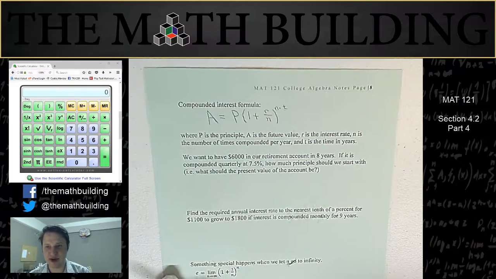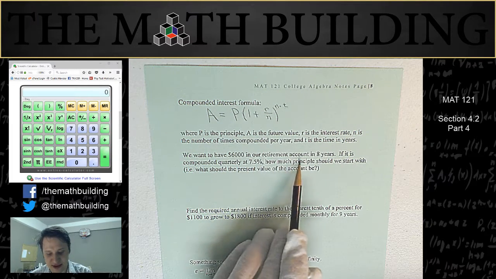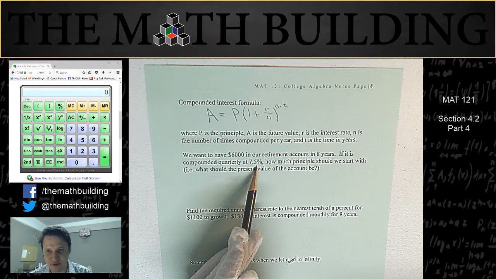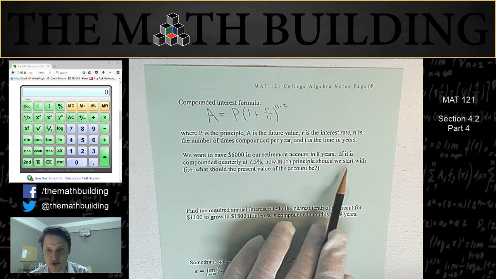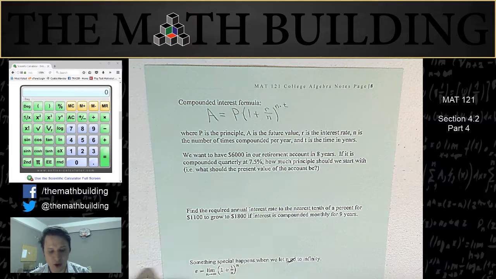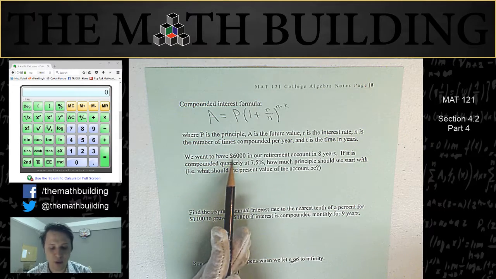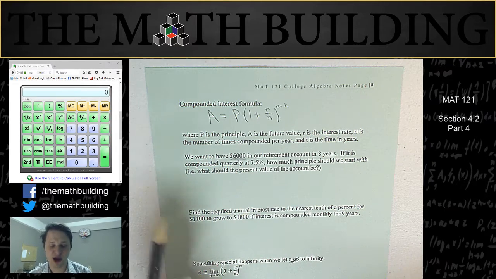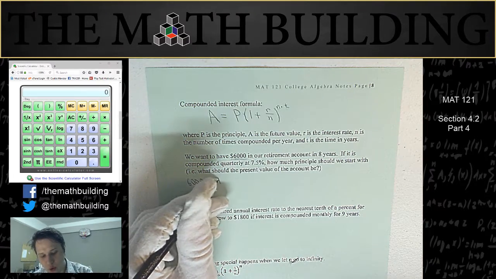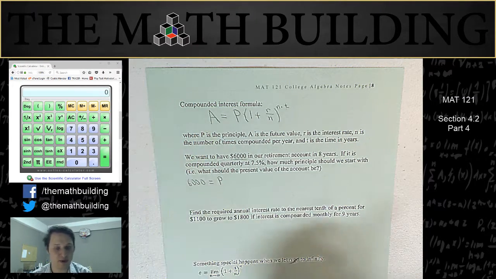So let's look at an example and see how these numbers come together. We want to have 6,000 in our retirement account in 8 years. If it is compounded quarterly at 7.5%, how much principal should we start with? What should the present value of the account be? So, in other words, this question is kind of like retirement planning. We want to have $6,000 in this retirement account, so we'll plug in that value for A. We don't know how much we need to start with, and so that's why we're going to call that P, because we don't know what that number is.